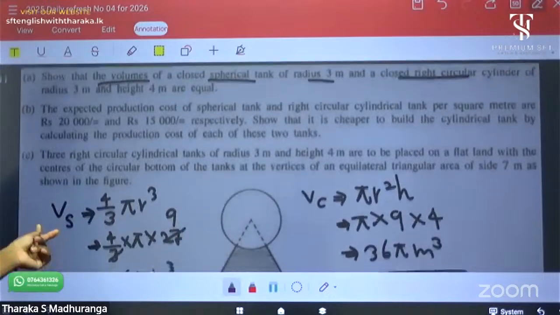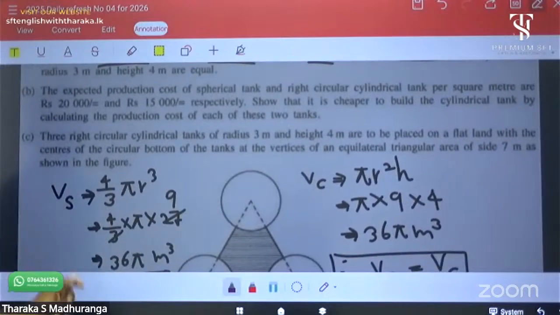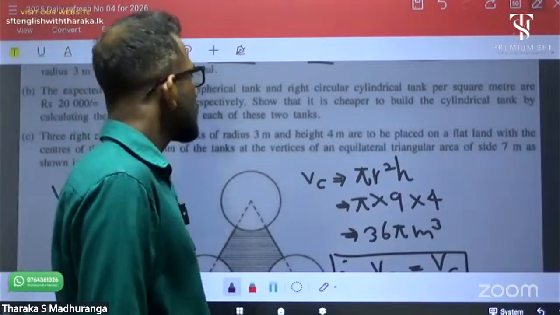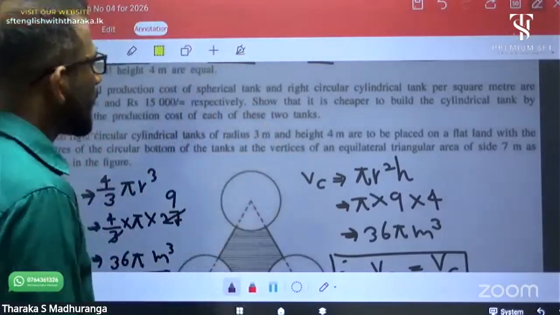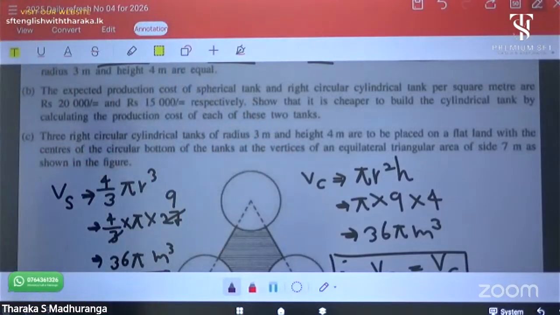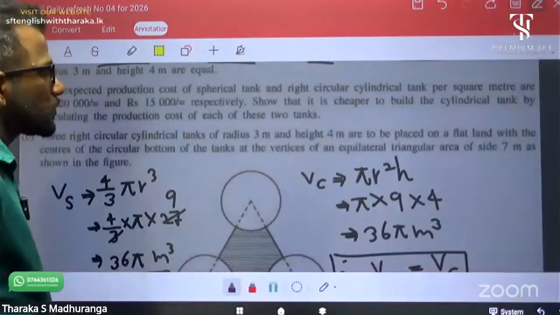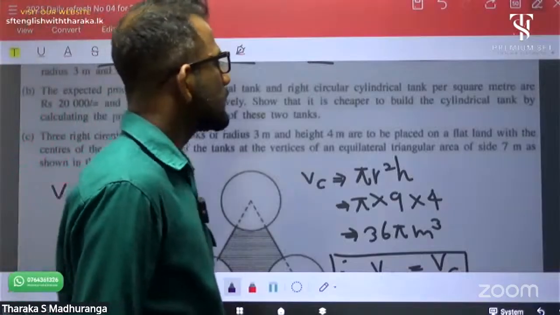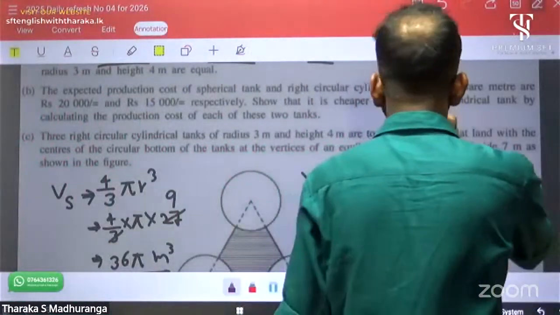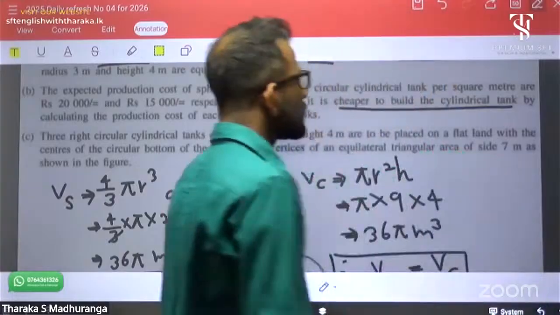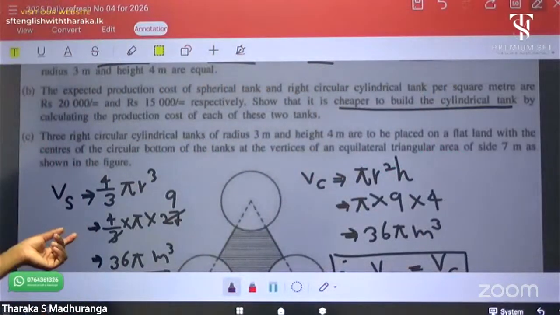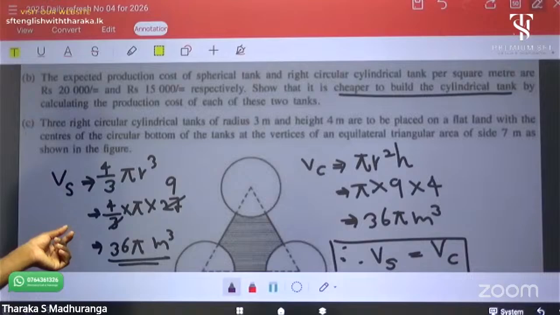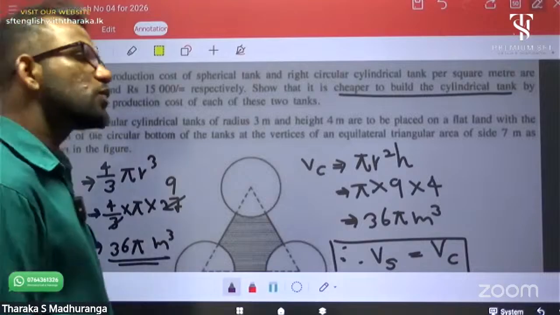Okay, part B. The expected production cost of a spherical tank, sphere-shaped tank, and right circular cylindrical tank per square meter are 20,000 and 15,000 respectively. Show that it is cheaper to build the cylindrical tank, by calculating the production cost of each of these two tanks.